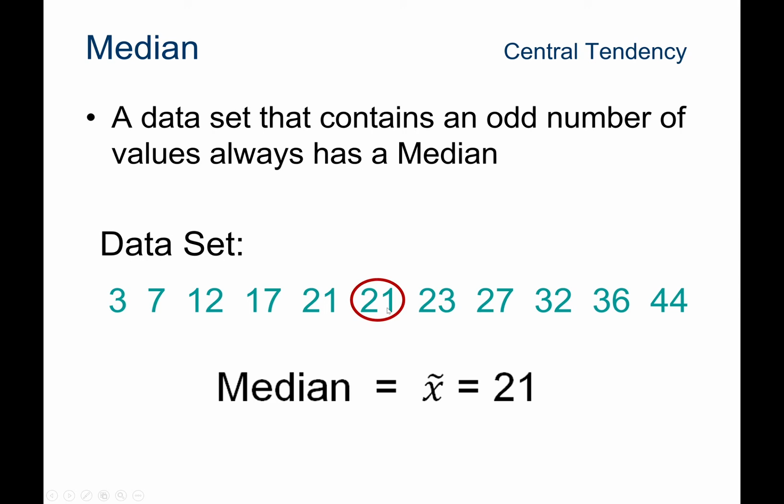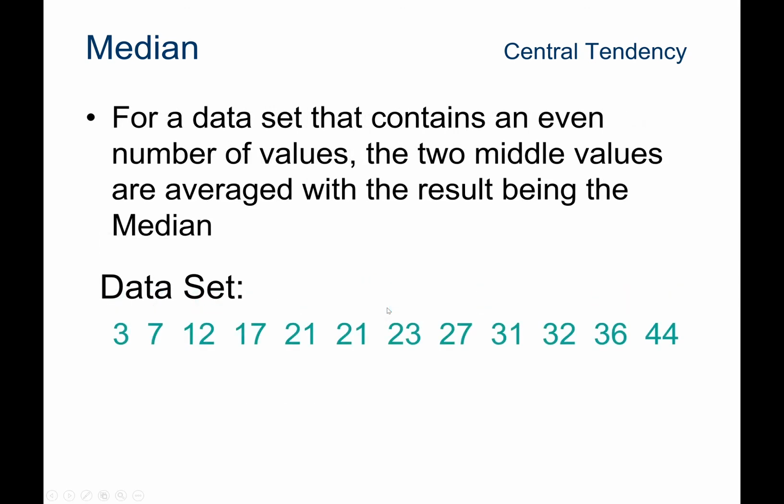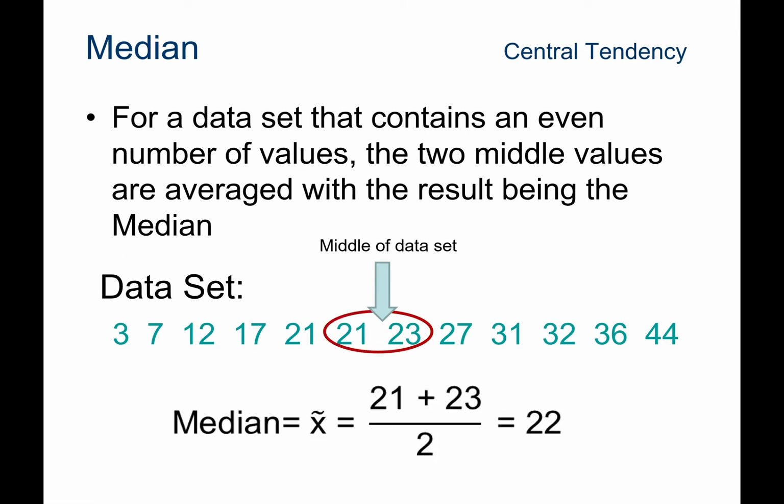Now, sometimes you have an even number of data points, and so you don't have an exact middle. For example, in this data set, I've got 12 numbers, and so 21 and 23 appear as my middle. When I run into a situation like this, I take the mean of the two central numbers. So I'd add up 21 plus 23 and divide it by 2 and consider my median to be 22.